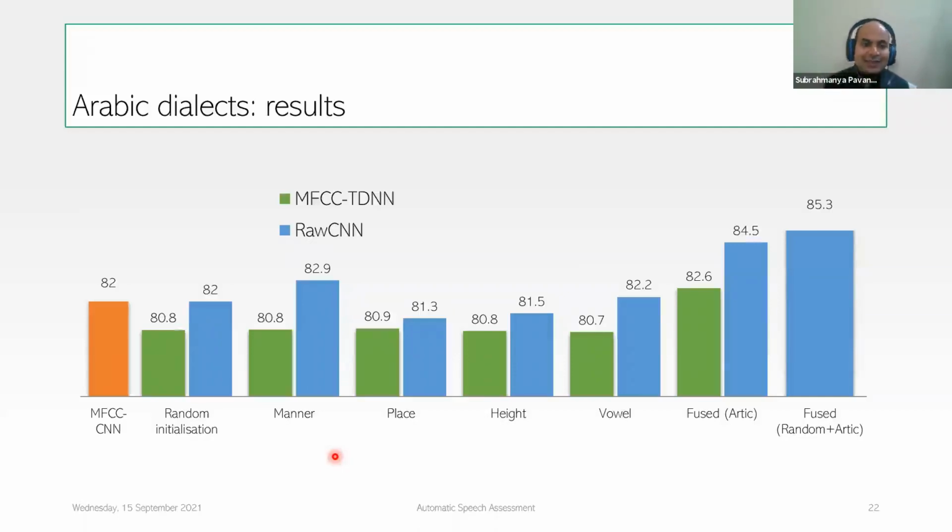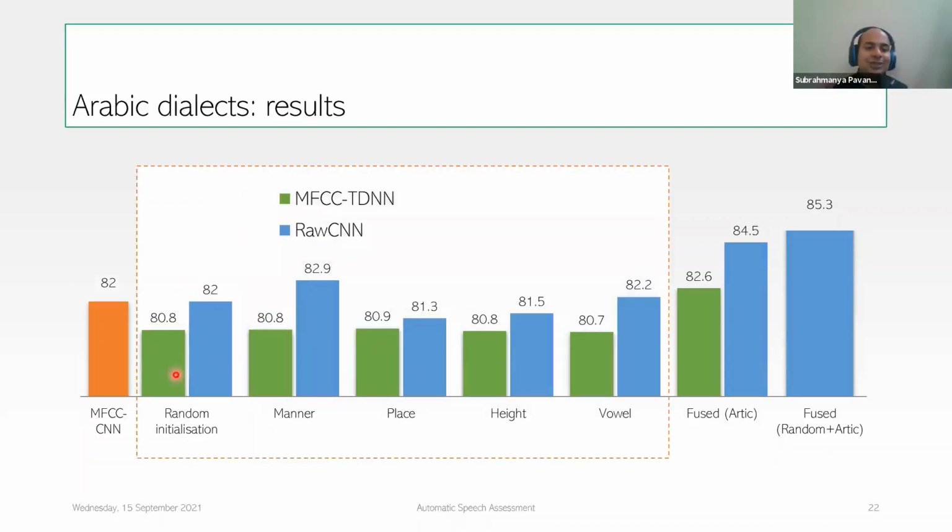So these are the results. Several results are here. I'm going to present a few. The first one is comparing with the baseline system that was provided by the organizers and the two systems that we have trained. The first one is the MFCC TDNN system, which gave around 80.8% compared to the 82 that the organizers obtained using CNNs. And then what we proposed was around 82, which is close to the baseline they have given, with raw speech CNNs.